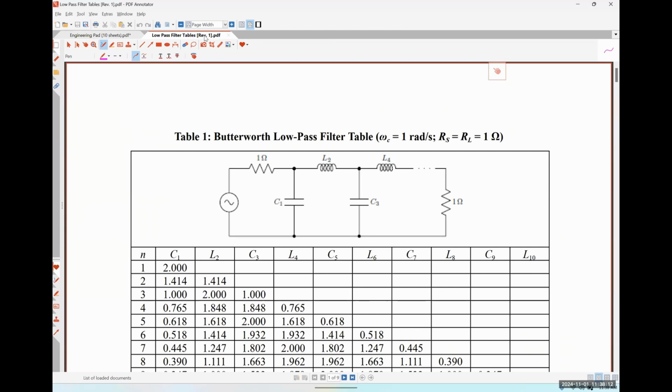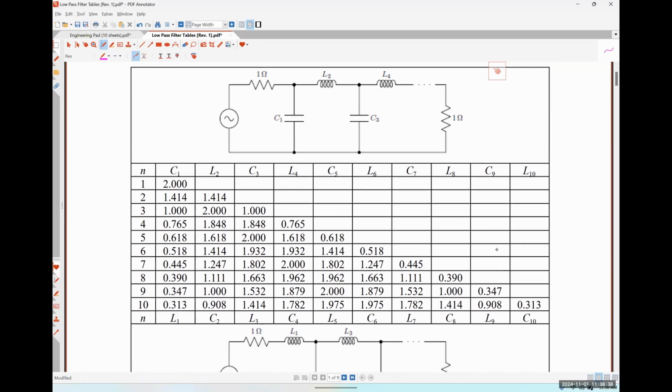So the first table is a Butterworth low pass filter table where our cutoff frequency is 1 radian per second and our source and load resistance are matched. So literally, the values of my circuit that I just gave you guys came from right here. Okay, that's all it was. Now, this table has anything up to a 10th order filter, which would be negative 200 dB per decade roll off if we were so inclined.